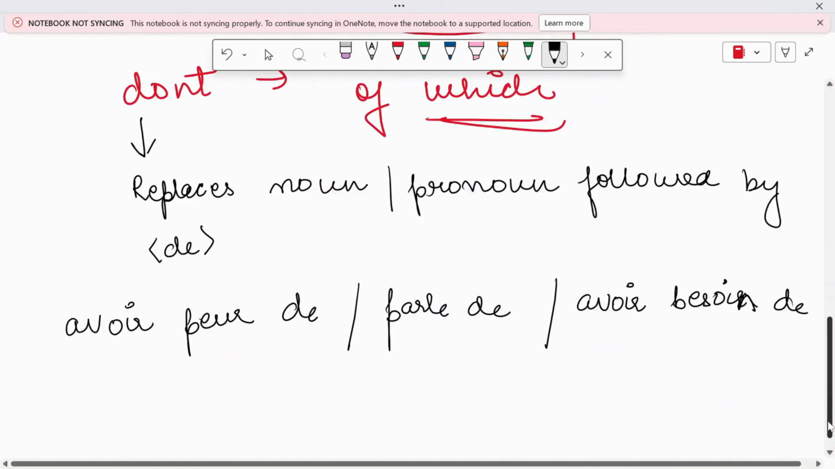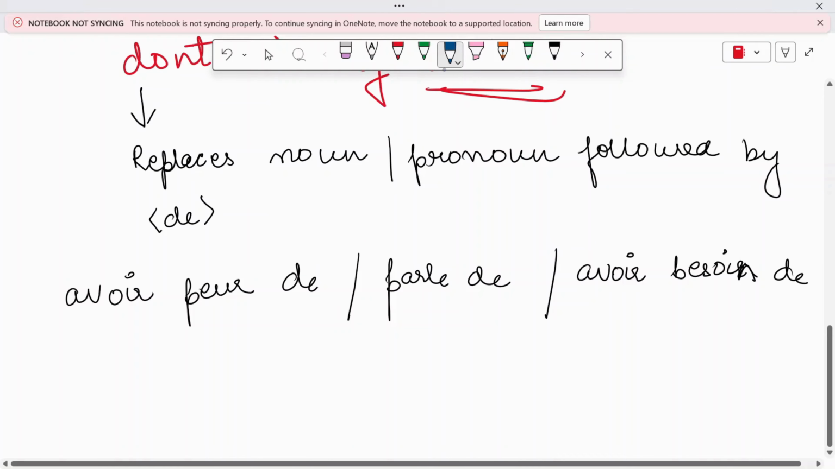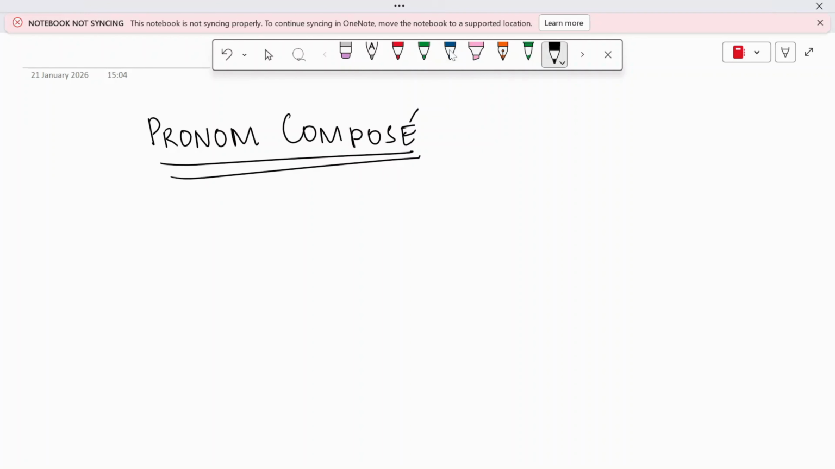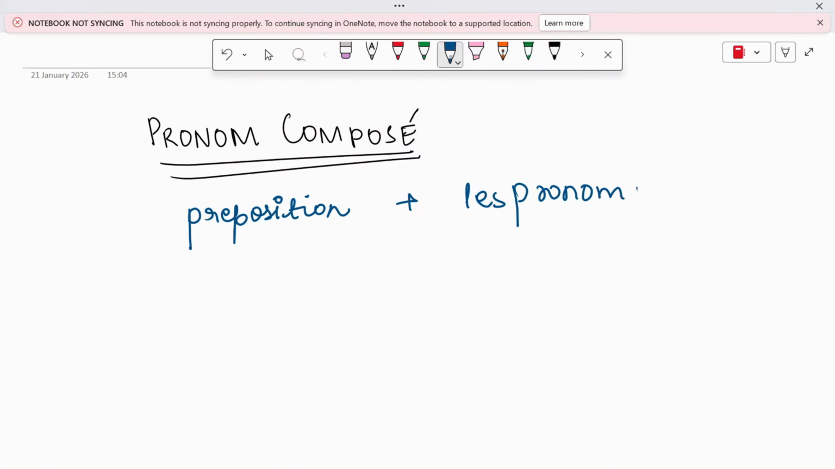Now we come to the composé, that means composed relative pronouns. In this, your noun is actually followed by a preposition. So when you replace it, you put your preposition first, and then you are going to place the pronoms interrogatifs.